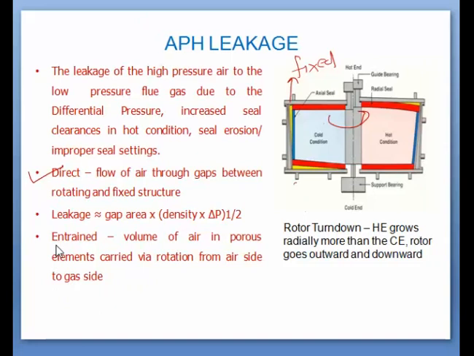There is another chance, that is the entrainment of air in the porous heat absorbing element, which is carried while rotating from the air side to the gas side. Means the cold air is going through this side, some air may be entrained or locked up, and while rotating, that will go to the flue gas side.